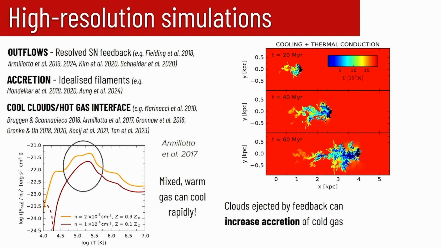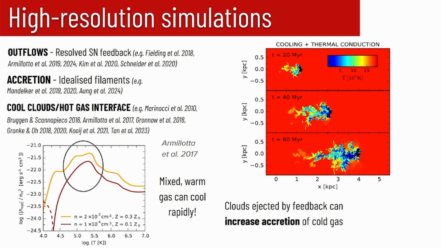If you look at the cooling function, so this is the net cooling rate as a function of the temperature, you see that the peak of this cooling function is at about 10 to the 5 Kelvin, this warm, mixed gas that can cool very rapidly. So at the interface between the cool and the hot material, you have these instabilities that form this mixed gas at this temperature that can cool very rapidly and increase the amount of cool gas. And also these rates, as you can see, depend on the density and the metallicity of the gas. So a denser and more metal-rich gas can cool even faster.